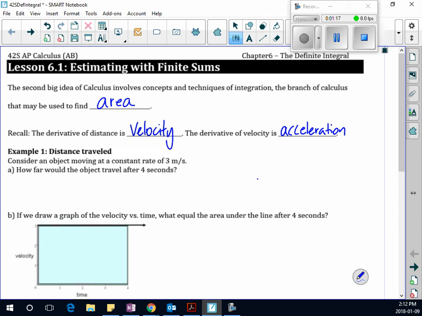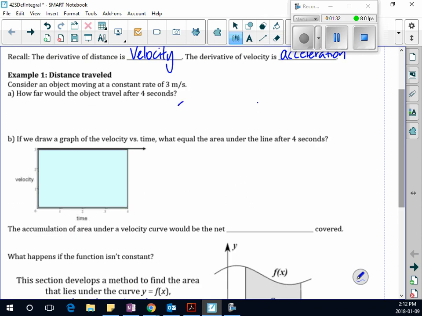Okay, so how far would the object travel after 4 seconds? It's not supposed to be a hard question. If you're moving at a constant rate of 3 meters per second, how far would you travel after 4 seconds? Yeah, 3 meters per second times 4 seconds, the seconds cancel, and we get 12 meters. Does everybody see?